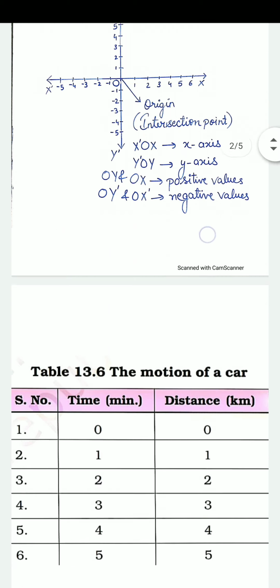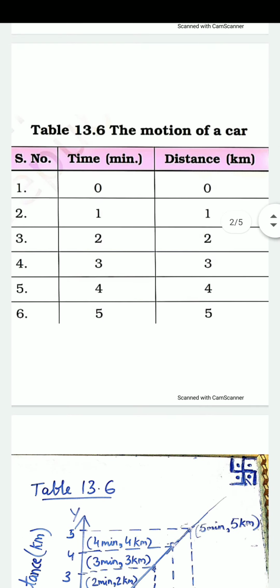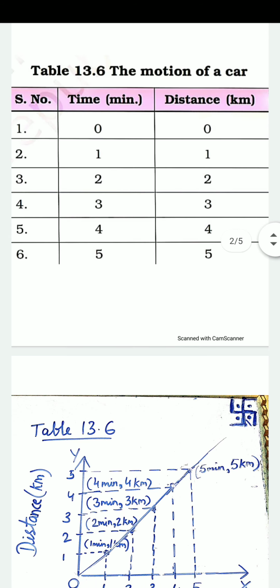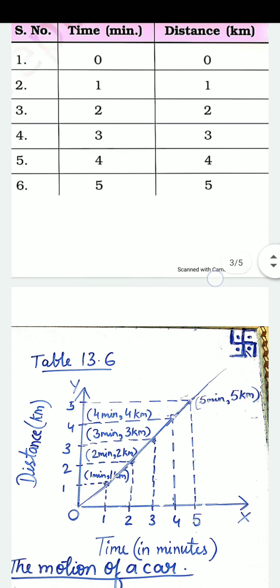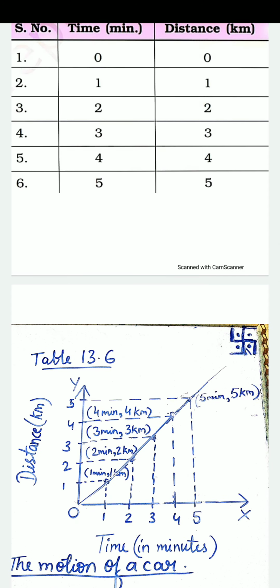So now let's see, students, according to Table 13.6, the motion of the car was given. Serial number was given as 1 2 3 4 5 6. Time is given as 0 1 2 3 4 5. Distance is given as 0 1 2 3 4 and 5. So according to this, students, how we have to plot the graph, here I have drawn.